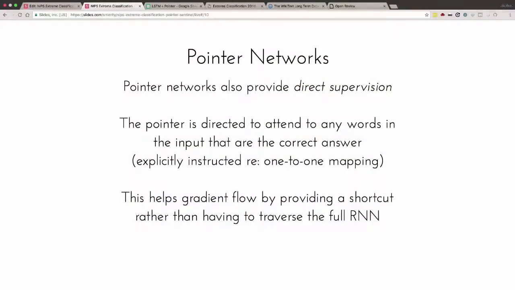The other thing that's quite interesting about pointer networks is that they provide a direct supervision to your task. They tell you exactly where you need to look. So if we were talking about the name example before, if you know that the next word coming up is social, and the input had SOCIA somewhere in it, the pointer network tells you immediately exactly where in the input you should actually be pulling information to or directing a gradient to. And so it helps with the gradient flow by providing this shortcut rather than having to force the neural network to traverse the full path through the RNN to that point.